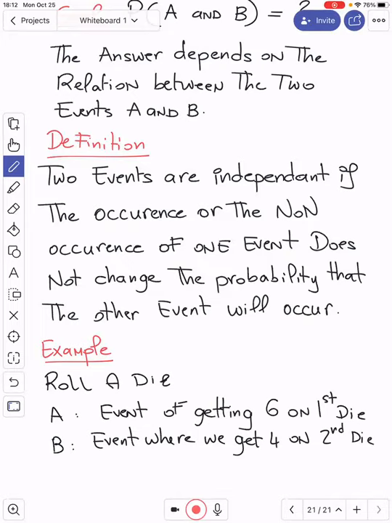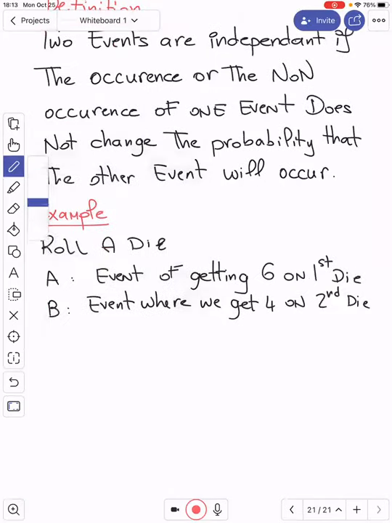So, when you roll the die for the first time, the event A is the event where you get six on the first die. And when you roll the die the second time, there's no connection or interference or relationship between rolling the die the first time and rolling it the second time, right? So the probability of getting six on the first die has no relation or connection with the probability that you get four on the second die, right? So these two events, A and B, are independent events.